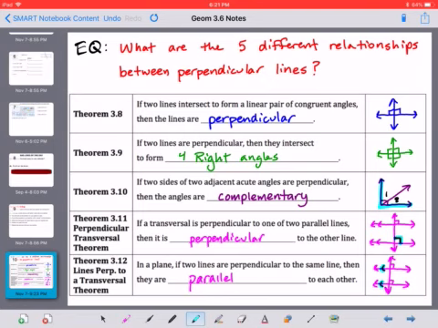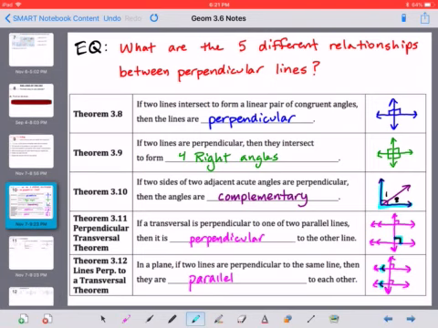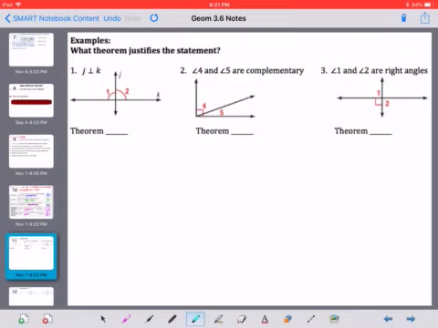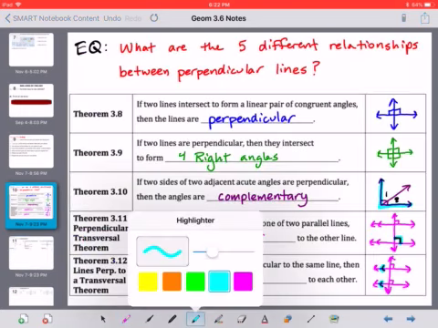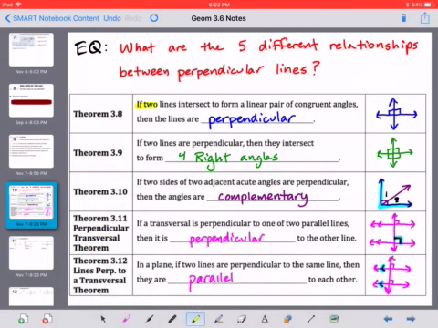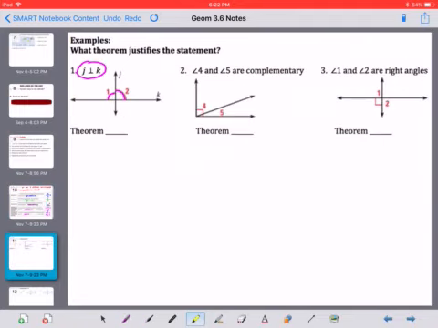All right. So now let's put those theorems into action with some examples here. The first 3 examples, we're going to figure out which theorem justifies the statement. Well, in example 1, these arcs mean that angle 1 is congruent to angle 2. So then we're concluding J and K are perpendicular. Well, theorem 3.8 tells us that if 2 lines intersect to form a linear pair of congruent angles, that's what we have, then the 2 lines are perpendicular. So we are using theorem 3.8.